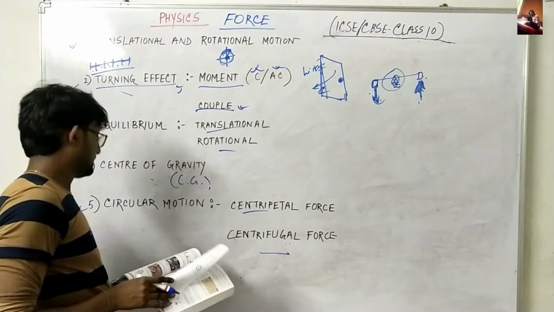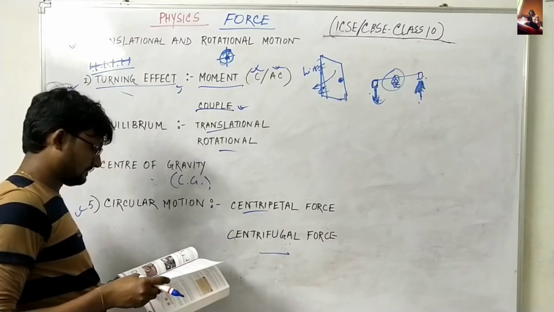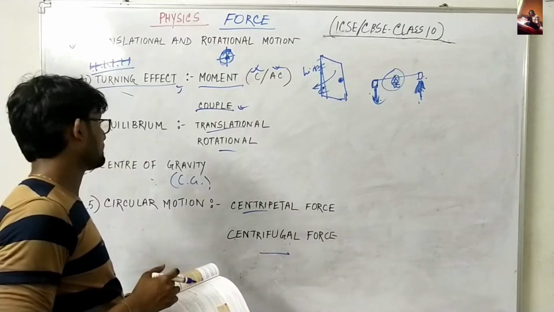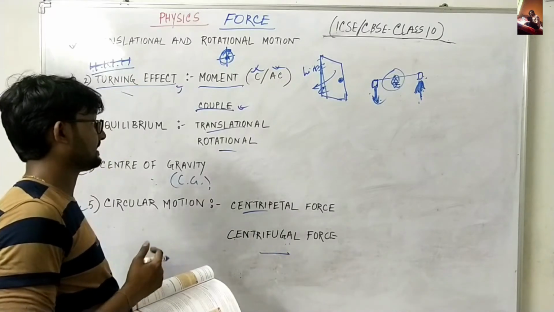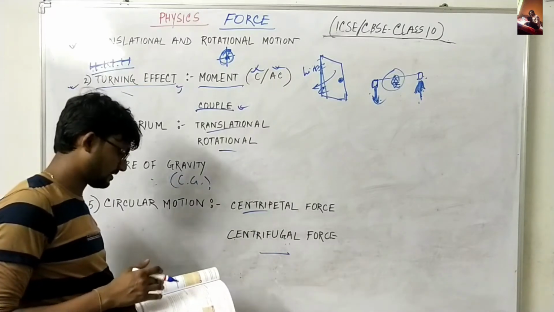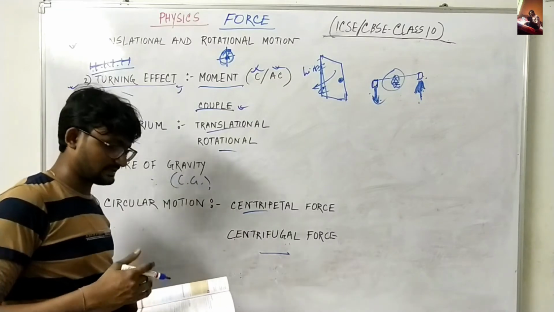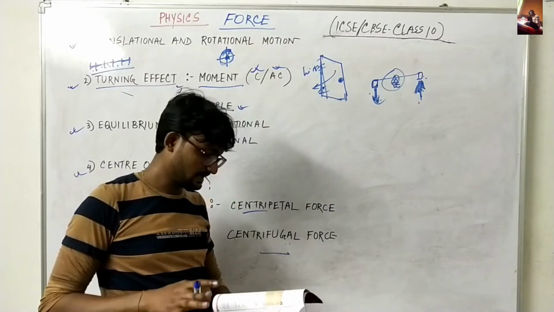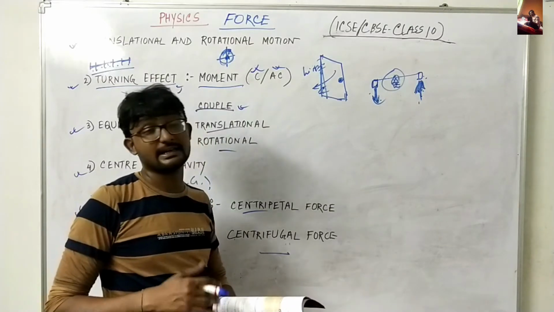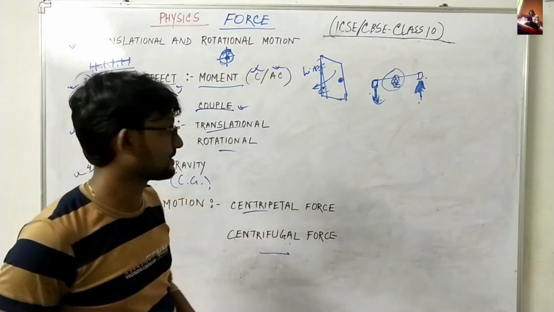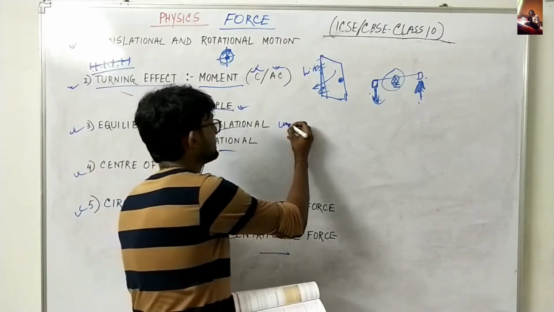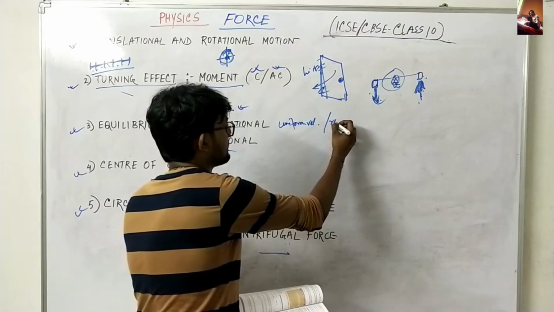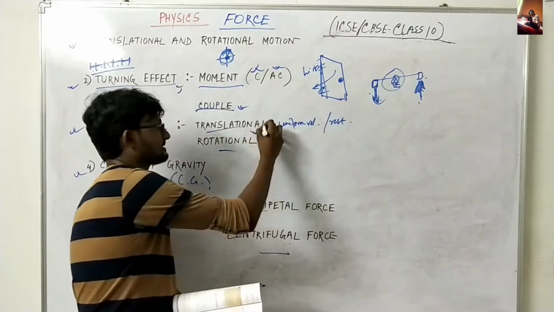And now, basically, what is the equilibrium of a force? Equilibrium of a force is translational and rotational. Translational means the object is said to be in translational equilibrium if it remains at rest, or continues to move in a given direction with constant velocity. Like it is moving with uniform velocity, otherwise it is at rest. So it is translational equilibrium.